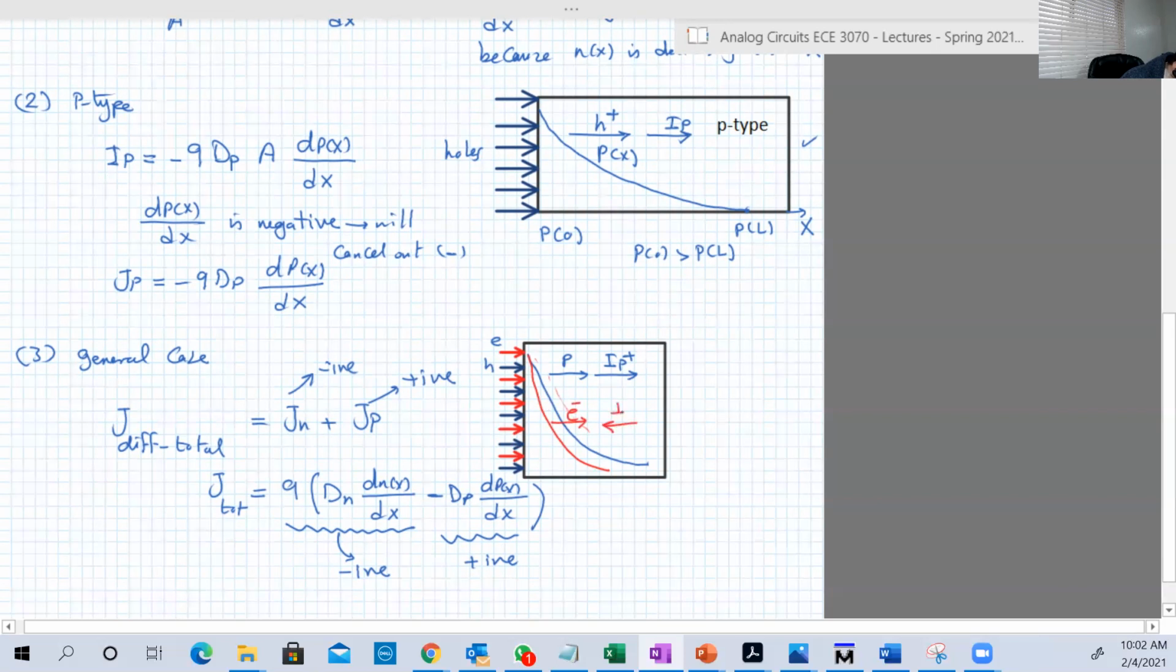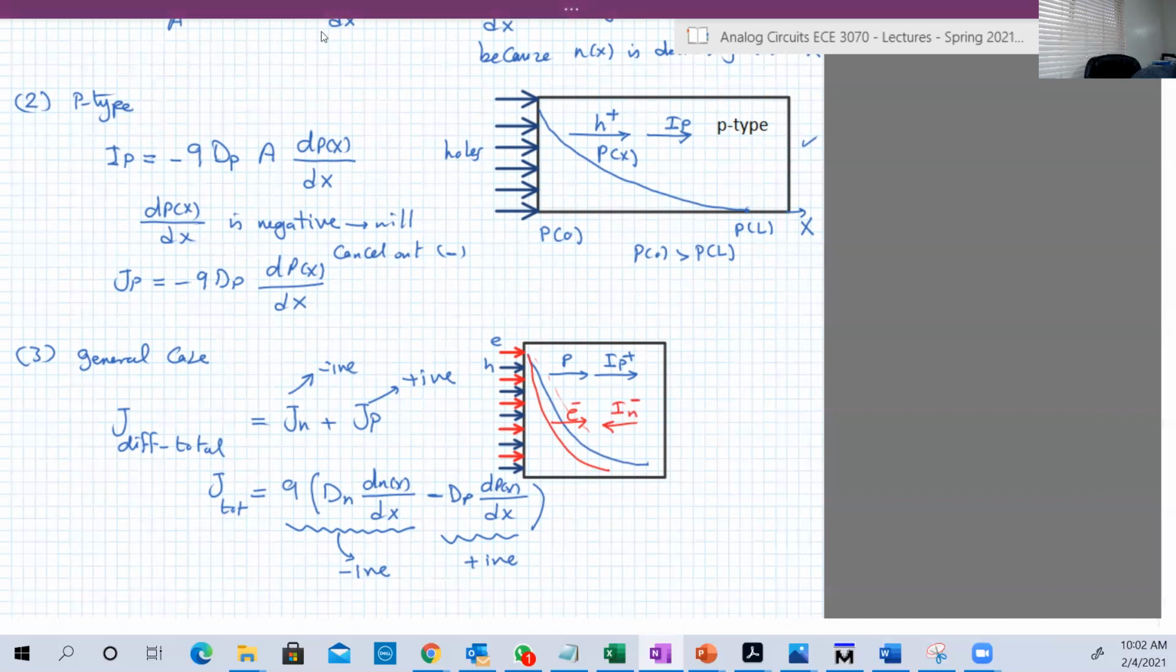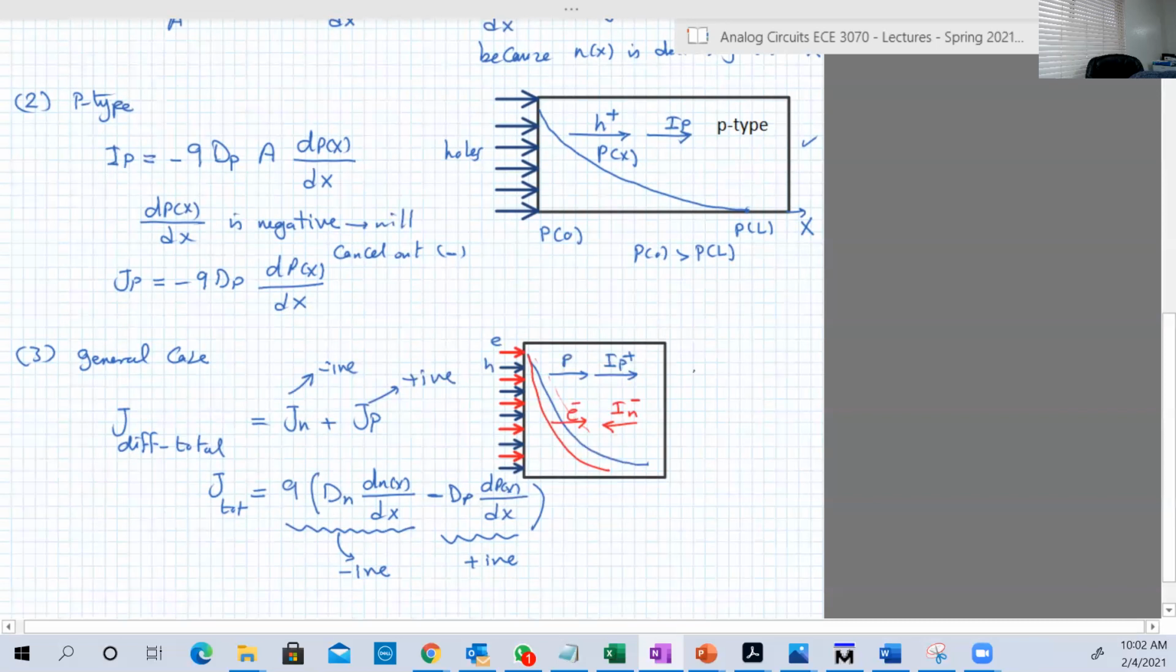So IN will be in the opposite direction. So IN and IB, let's state this here, IN and IB are in opposite directions. That's why one of them is negative and the other is positive. It's not like the drift current. No.